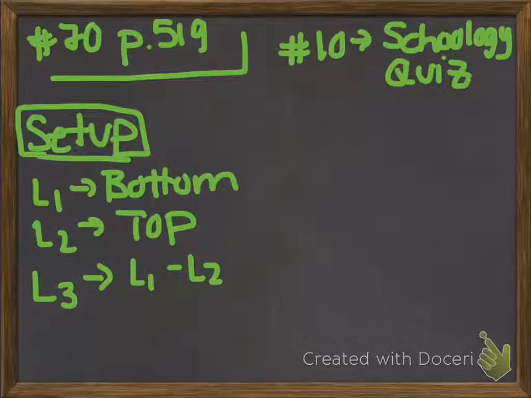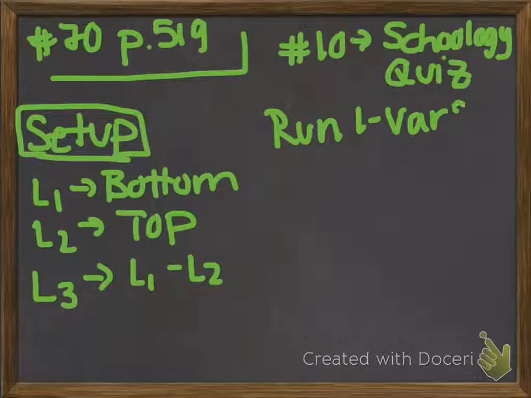Again, I don't have my calculator, so I'm trying to explain it based off the answer in the book and talk you through it. I would pause the video right now and do that. Once you do that, you need to run a one variable stats on L3.